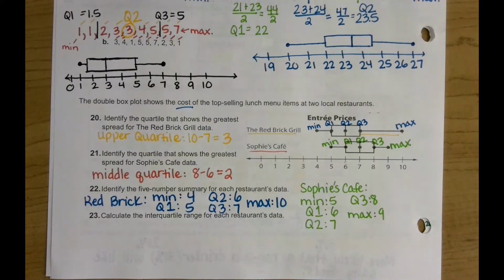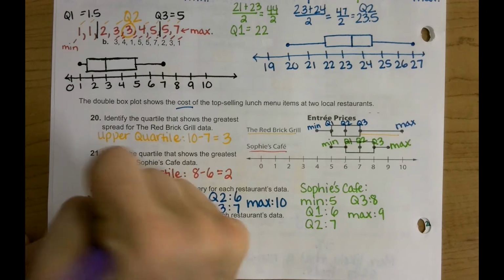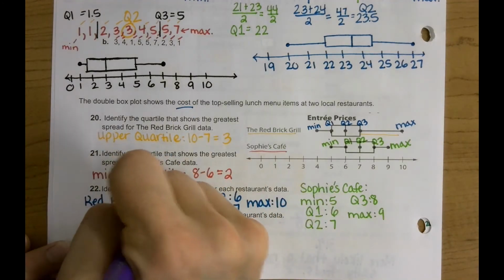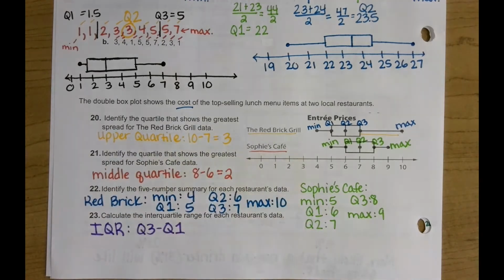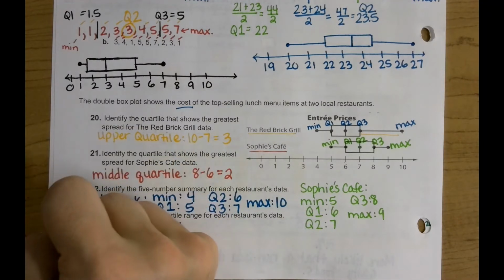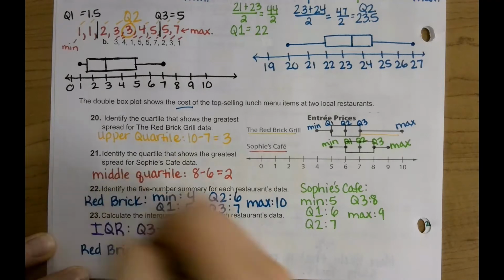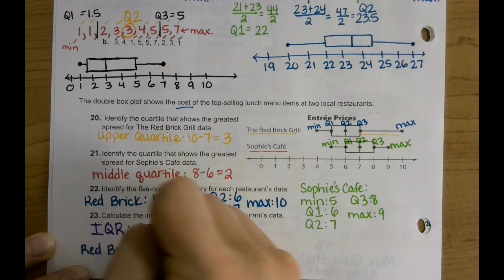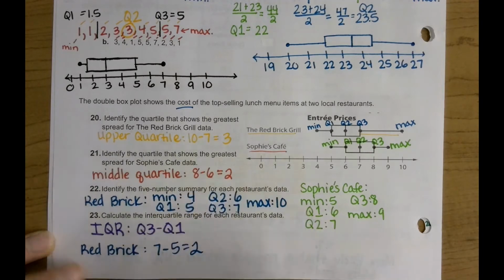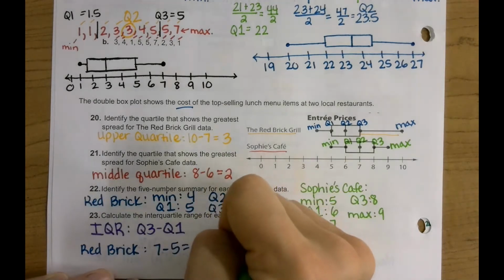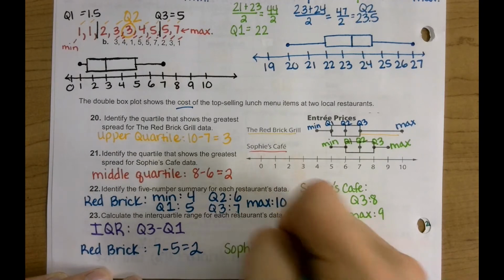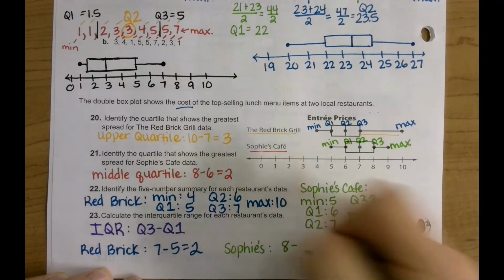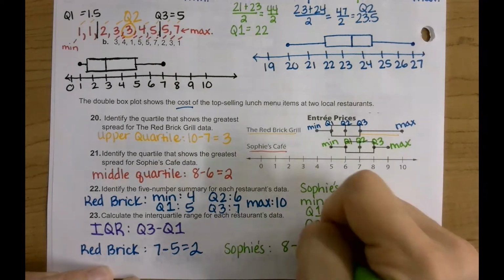23, calculate the interquartile range for each restaurant's data. Interquartile range, so we say IQR for short, is Q3 minus Q1. So for Red Brick, Q3 we got 7 minus Q1 5, so that would be a spread of $2 in the interquartile range. And then for Sophie's Cafe, we got 8 for Q3 minus 6 for Q1, which would also be 2.